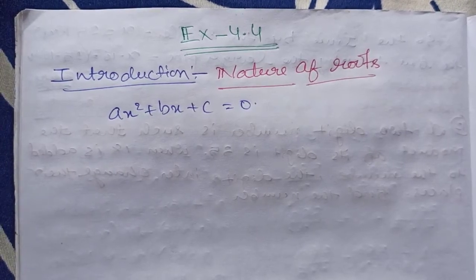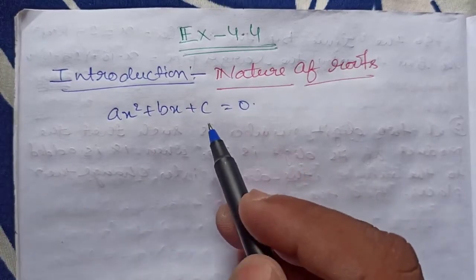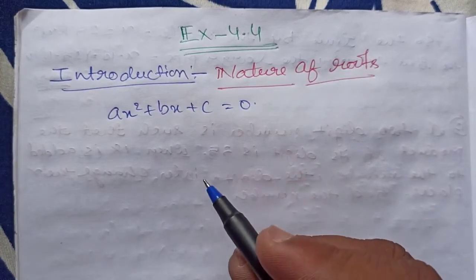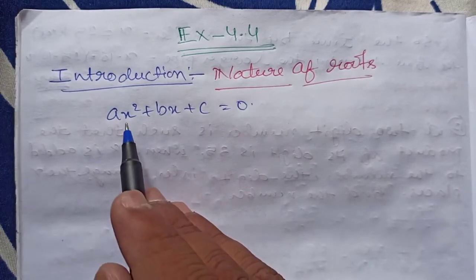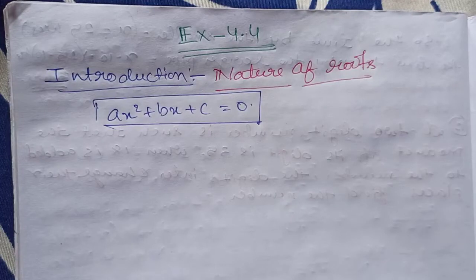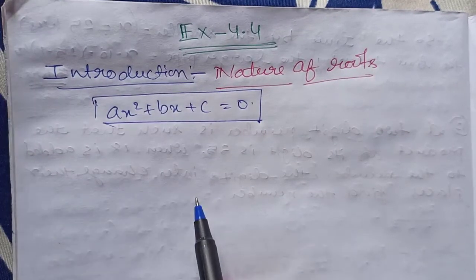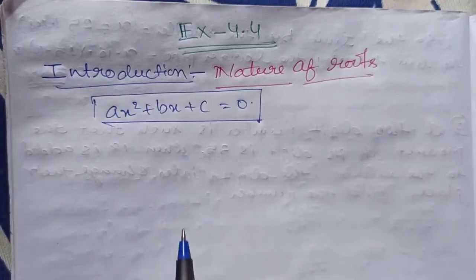Before starting the exercise I will teach you a little bit of basic things about the exercise. The introduction of the exercise is nature of the roots. In this exercise we have to find out the nature of the roots. I wrote the standard form of the quadratic equation, that is ax square plus bx plus c equals to 0. Nature of the roots means whatever values we get, from that value we can find out the nature of the roots of that equation.